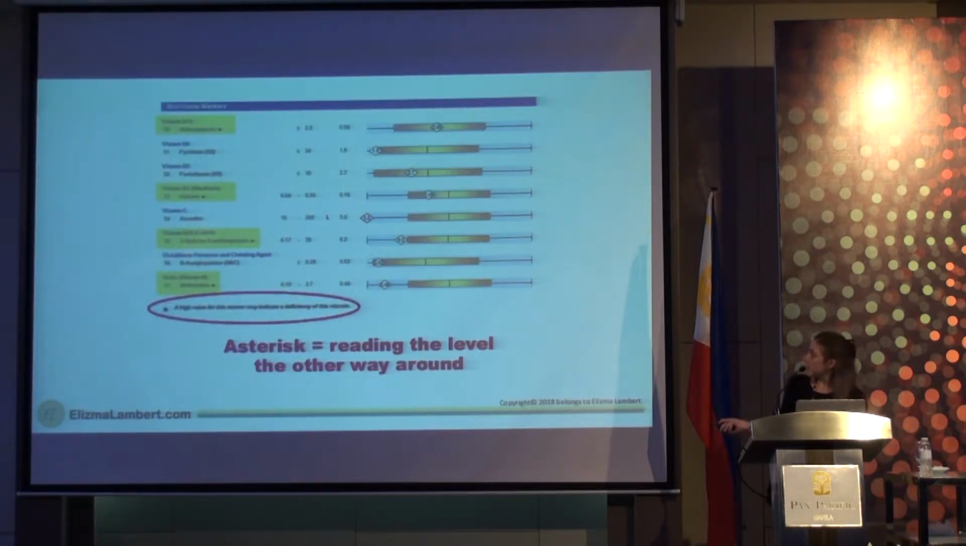Now, when you look at the nutrient markers, you will notice that there's a little asterisk around some of them. They do have the explanation here at the bottom, but the asterisk really means that you read the results the other way around. So normally, if you see a low level like that, you'll interpret that as a low level. But if it has the asterisk and it's on the high end of the scale, then that will be a deficiency or a low level. So you just have to interpret it the other way around.